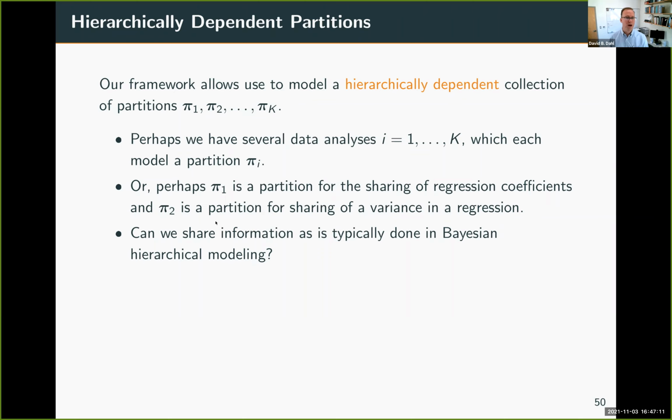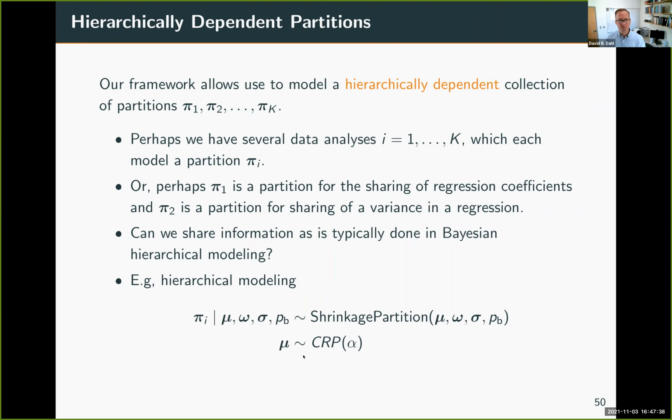Or maybe we're partitioning covariates, but we're also partitioning a variance. And maybe the partitioning of the variance could have something to say or help us partition regression coefficients. Yet we don't want to force them to be fused together. Well, how can we do this in a Bayesian model? We want to do basically hierarchical clustering for partitions.